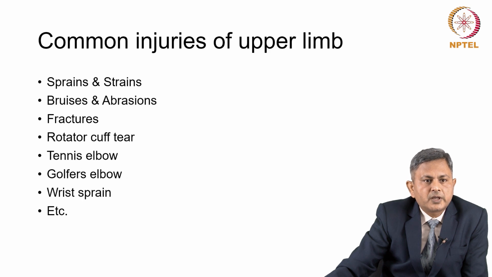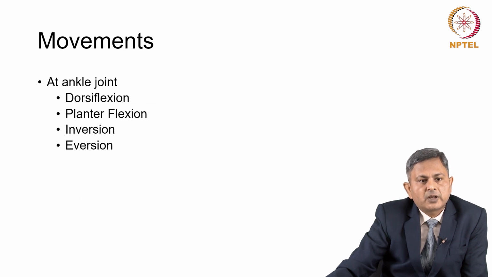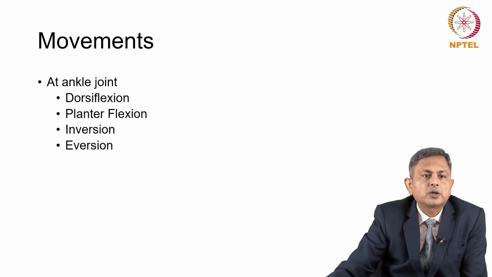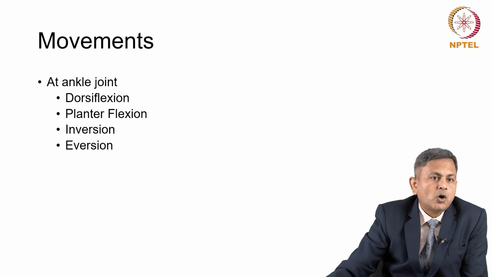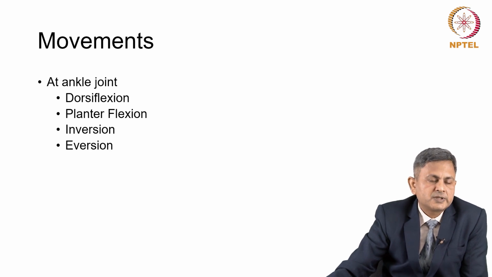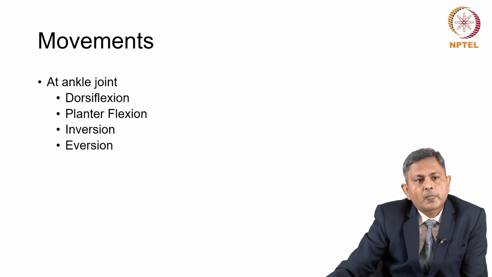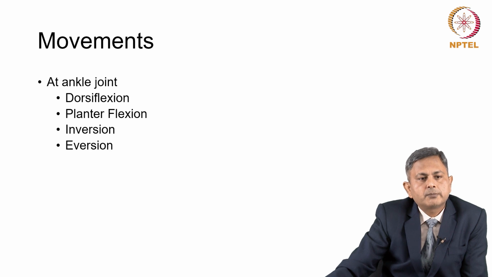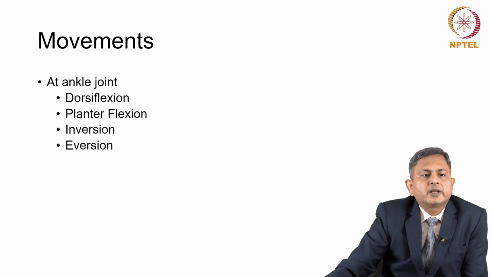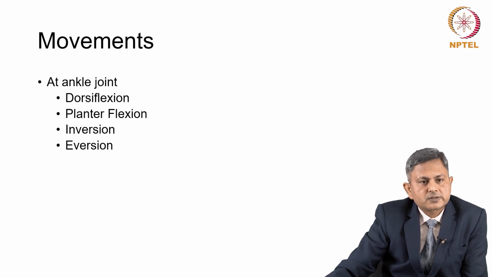So in this lecture, we read about the relevant anatomy of the lower limb: the bones, muscles and joint movements. In the next lecture, we will study the common injuries of the upper limb and the common injuries of the lower limb, and their causes and biomechanics.